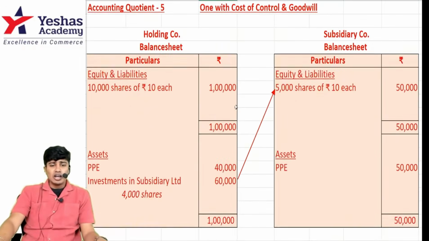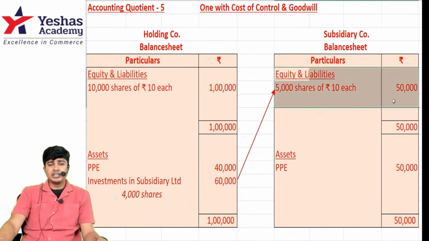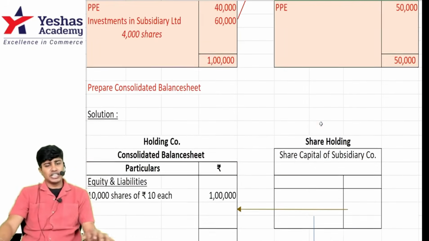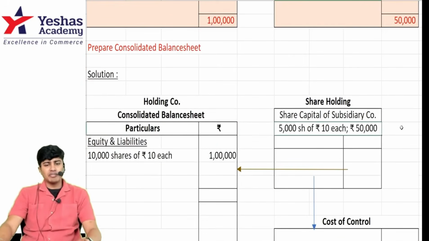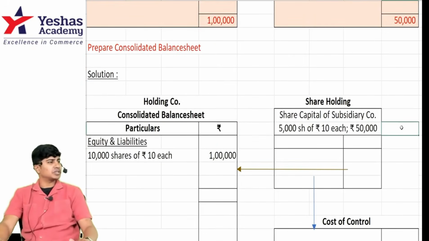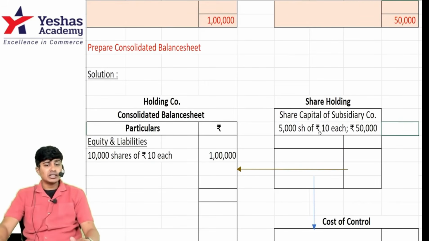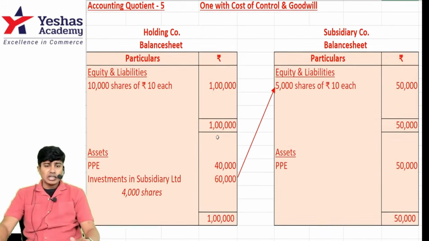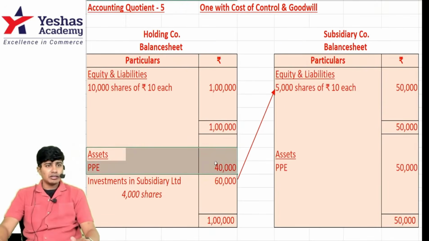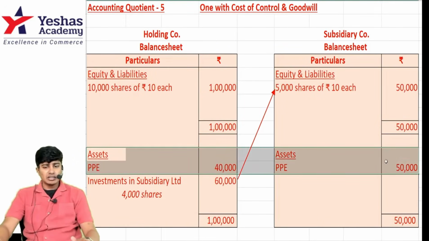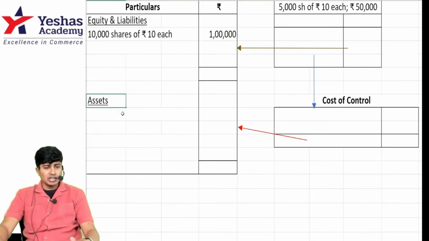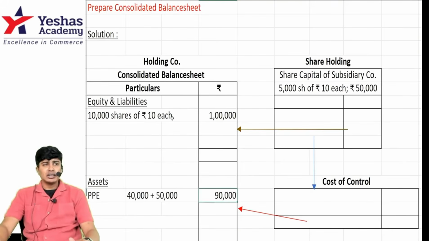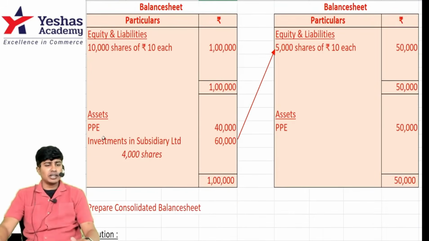How much is the subsidiary's balance sheet? 5,000 shares of rupees 10 each. I will write shareholding, 5,000 shares of rupees 10 each, 50,000. Everybody got this? Next item, PPE. Mine, theirs. Can I say 40 plus 50, 90? Anybody has doubt with 90? 100% clear? What's after that, 40 plus 50, 90?